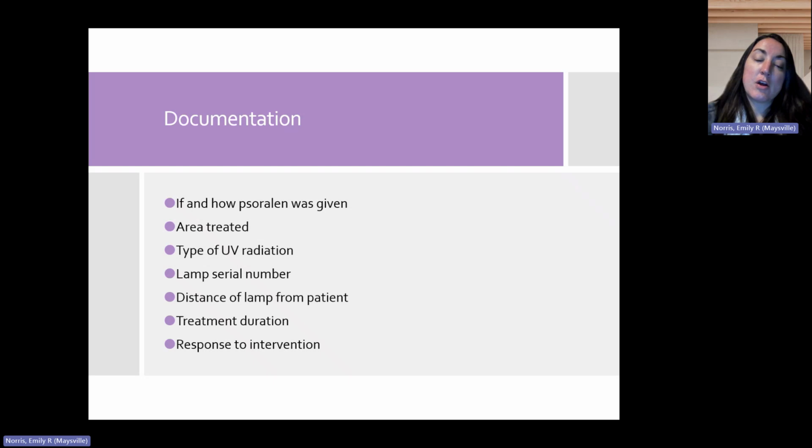For documentation, you will want to write if you gave that Suralin, if they took it, when they took it, what area of the body you treated, the type of radiation you used. You want to document the lamp serial number because different lamps may have different intensities and how recent the bulb was changed and different things. Distance of the lamp from the patient, the treatment duration, and the response to the intervention.